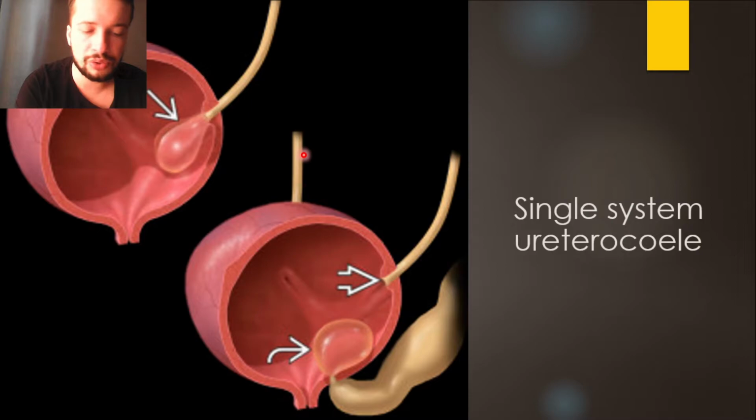An orthotopic ureterocele arises entirely from the normal location of its ureteric orifice. It is contained within the bladder, but it can prolapse at the bladder neck or beyond. The ectopic ureterocele has part of its wall arising from an abnormal location, usually the bladder neck.